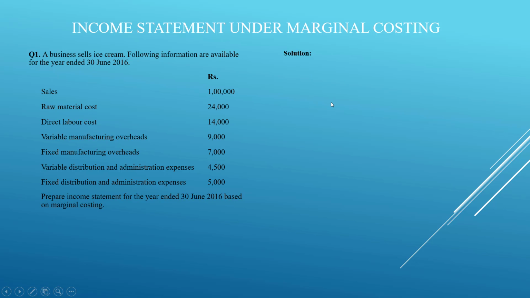Now let's see the solution. First of all, you have to write the income statement name. What is the name or the topic you can give it? Marginal costing, within brackets I have given variable costing, income statement for the year ended 30th June 2016. You can write it as marginal costing income statement, or else you can write variable costing income statement. But it will be better always to write marginal costing. Now we'll see step by step.